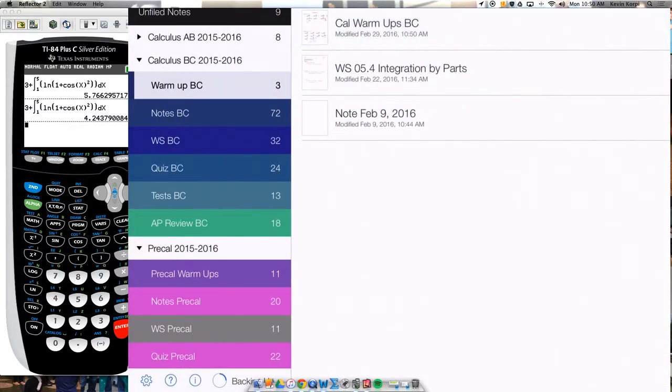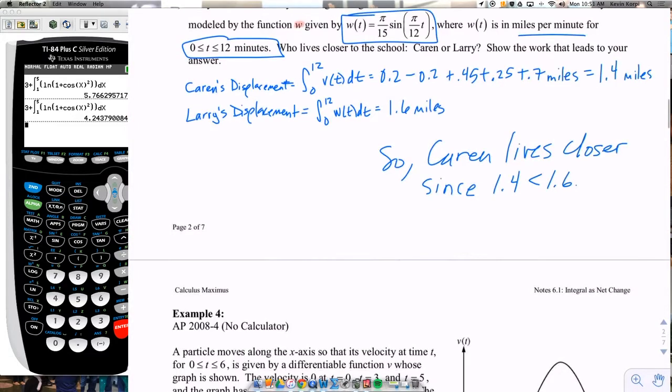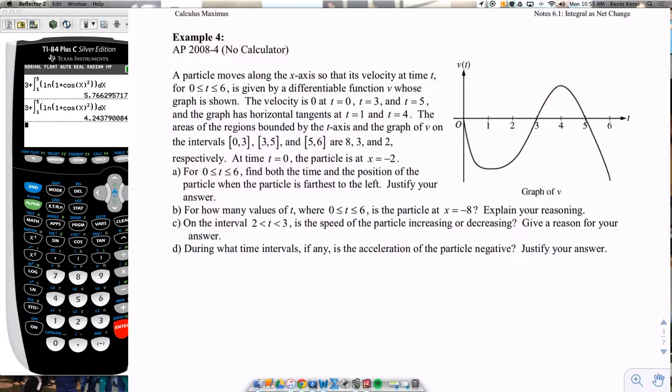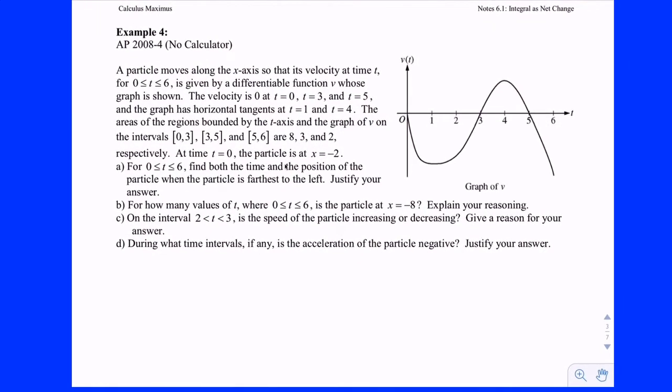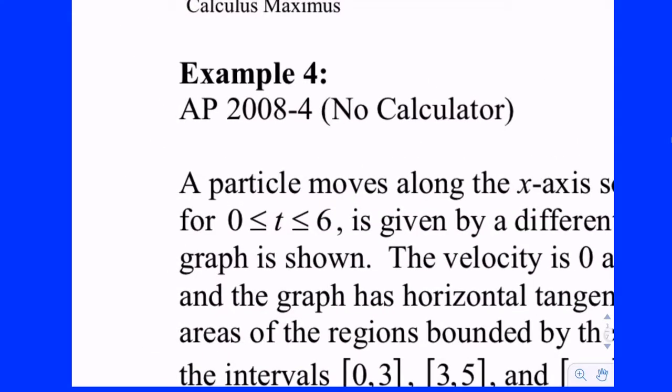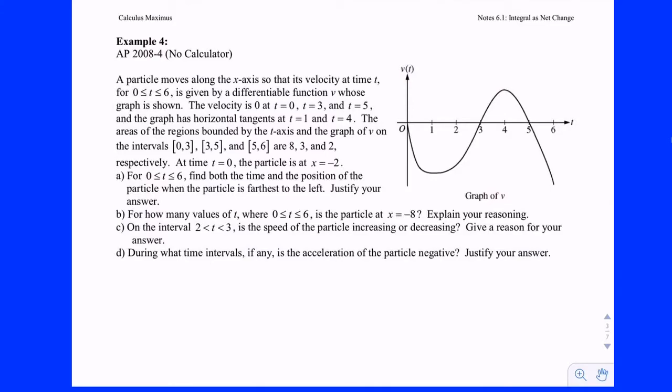All right, let's jump back to 6.1 because it is, in fact, one of my favorites. They're all my favorites, really. Okay. Example 4. This one is no calculator, so we don't need the calculator. 2008, actual AP exam question. A particle moves along the x-axis. Ooh, particle motion. One of my favorites.